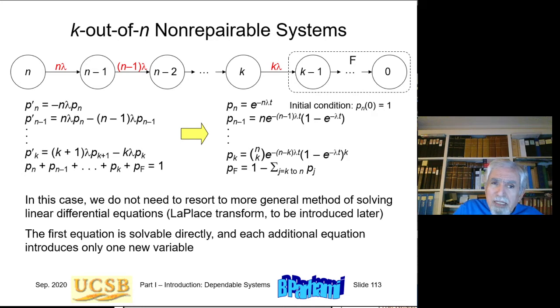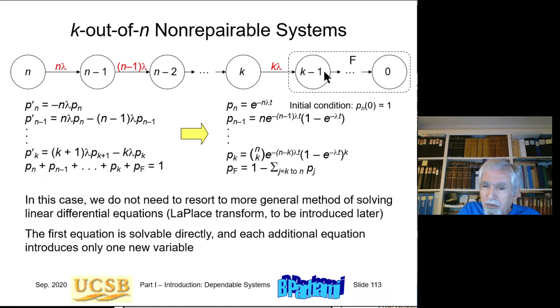Here's a more complex example: modeling a k out of n non-repairable system. So we start with n functional units, and then one of them fails. That can occur at the rate n lambda, and then we have n minus 1 functional units. Then one of these n minus 1 fails at this rate until we get down to k. The system is still functional as long as at least k out of n units are operational. But upon the next failure, which occurs at the rate k lambda, we go into k minus 1 functional states.